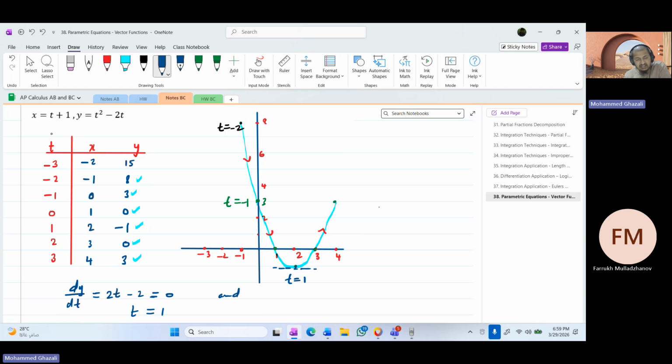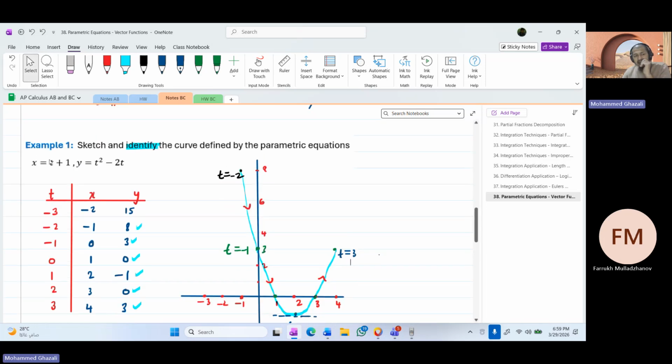And make sure that dx/dt is not 0. What's dx/dt? 1. You can clearly see that's not 0. So the horizontal tangent is at t equals 1, which is great. This is t equals 2 and this is t equals 3. So this is your parametric curve. Are we good? But now, can I take a parametric equation and make it into a Cartesian?